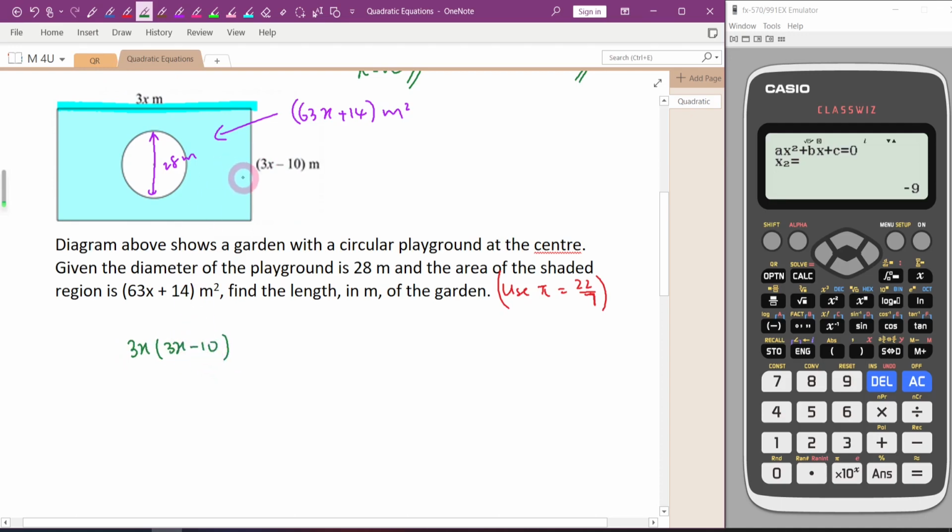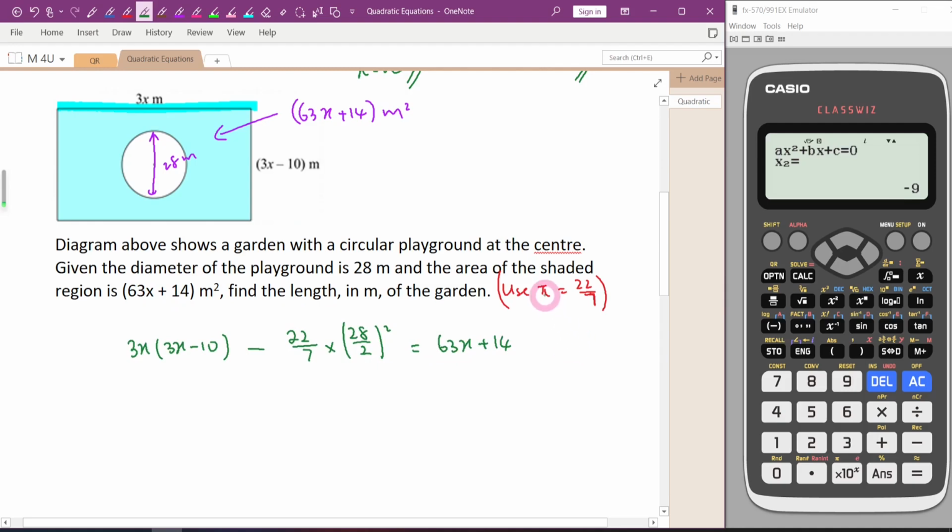This is the area of the rectangle. But we need to minus the area of the circle so that we can get the area of the shaded region, right? How do we find the area of a circle? Pi r squared, right? The diameter is 28, but now we are going to use the radius, which means 28 divided by 2, pi r squared. Okay, this will give us the area of the shaded region, which is equal to 63x plus 14.